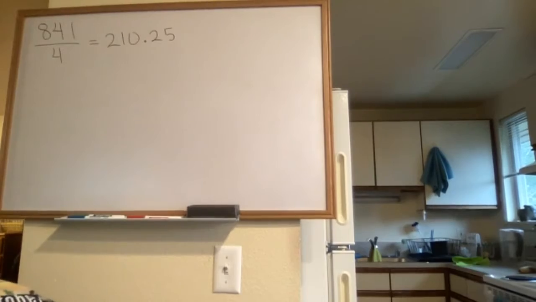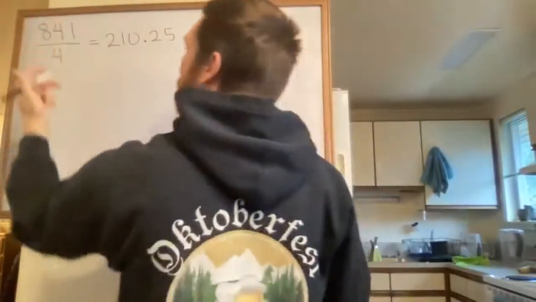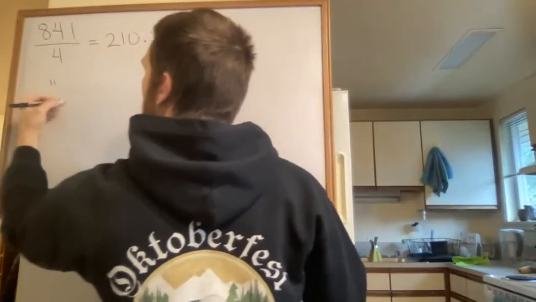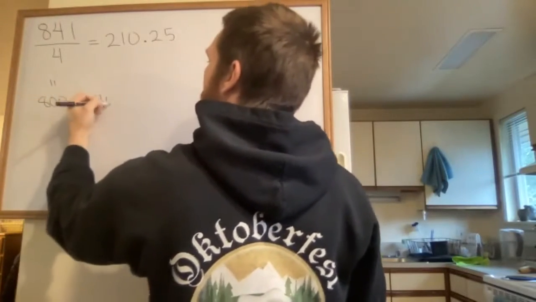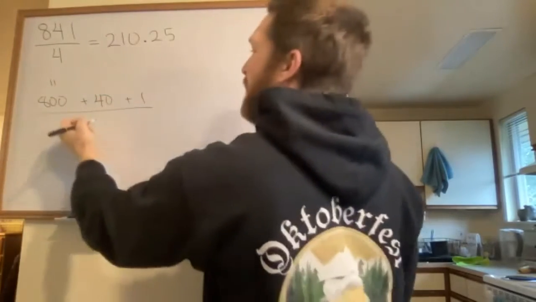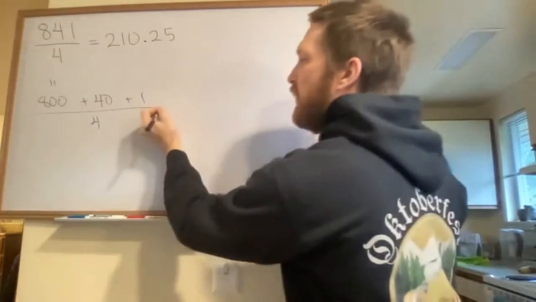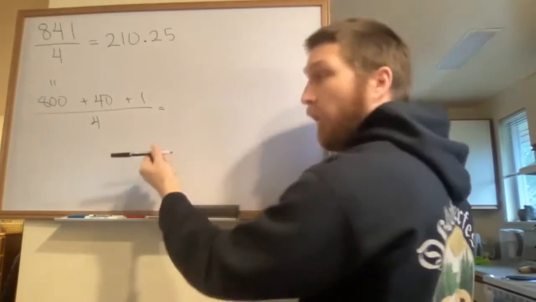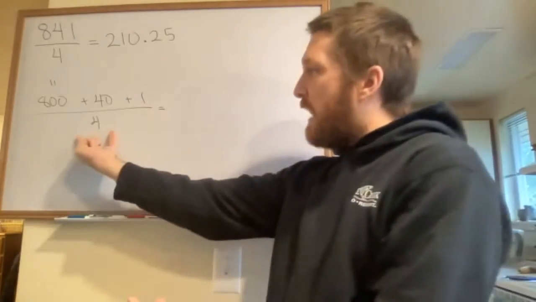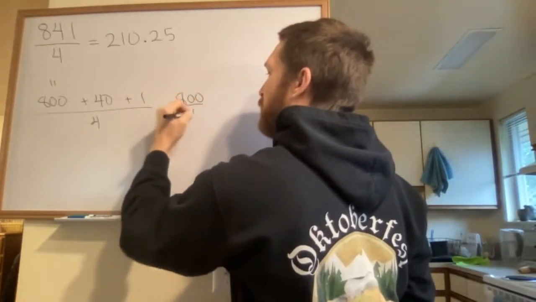What we could do is say, well, let's just rewrite 841 as 800 plus 40 plus 1. And then take that and divide it by 4. In which case we could split this up into 3 fractions, right? Because we have a common denominator. I'm just going to go ahead and do it. Then we're going to look back at it and see if what I do is valid.